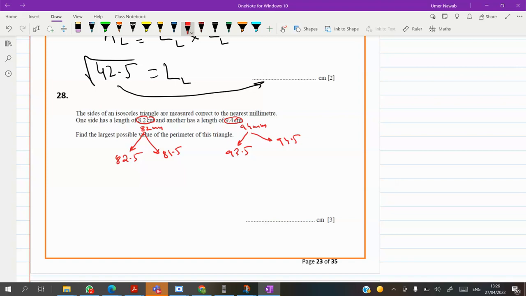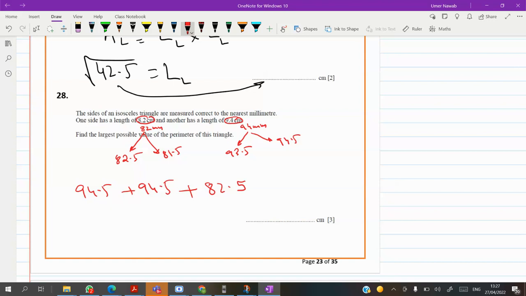Now he says find the perimeter of the triangle. One of the sides has one length and the other sides have another length, since it's isosceles. Find the largest possible value of the perimeter. So we will take the two bigger sides, 94.5 plus 94.5, since it is isosceles, and the other side is 82.5. This is the maximum or the largest value of the perimeter we can get.